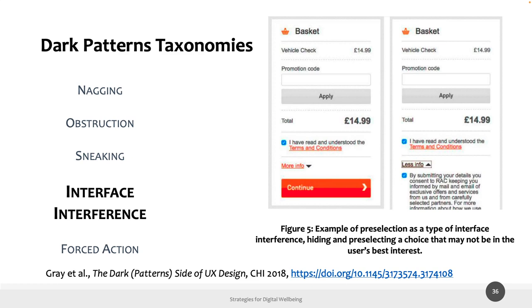So for example, here, if I click on I have read and understood the terms and conditions, by default, this checkbox is pre-selected. Unfortunately, this checkbox is hidden behind this label. So if I don't click here, I don't see the checkbox that is pre-selected. Okay, so it's surely a dark pattern.